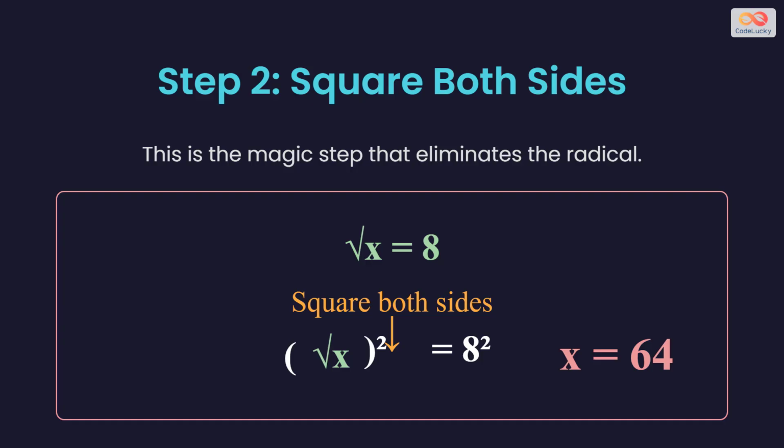Now for the magic, step 2. With our radical isolated, we have the square root of x equals 8. To eliminate the square root, we do its inverse operation, we square it. But whatever you do to one side, you must do to the other. So we square both sides. Squaring the square root of x just gives us x, and 8 squared is 64. So x equals 64.